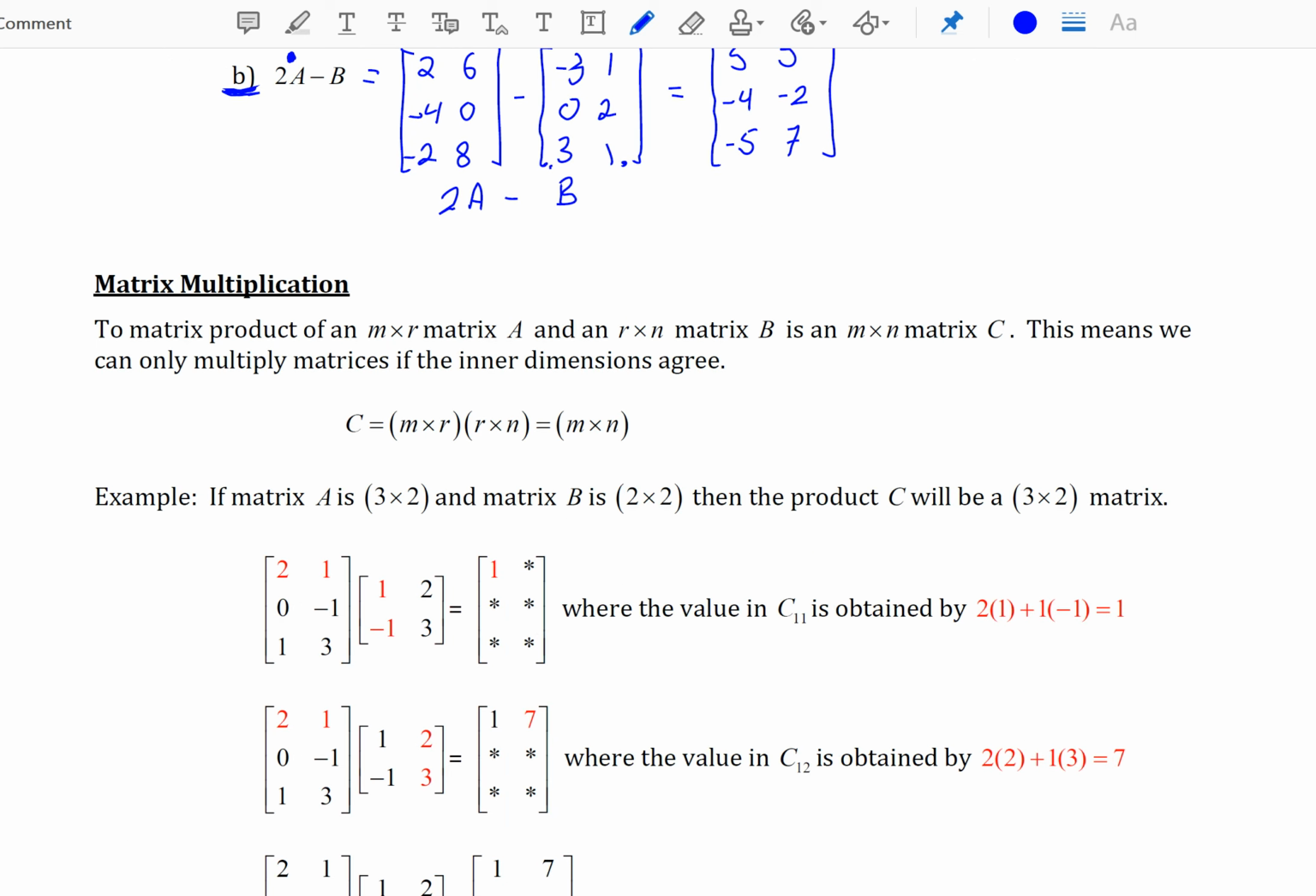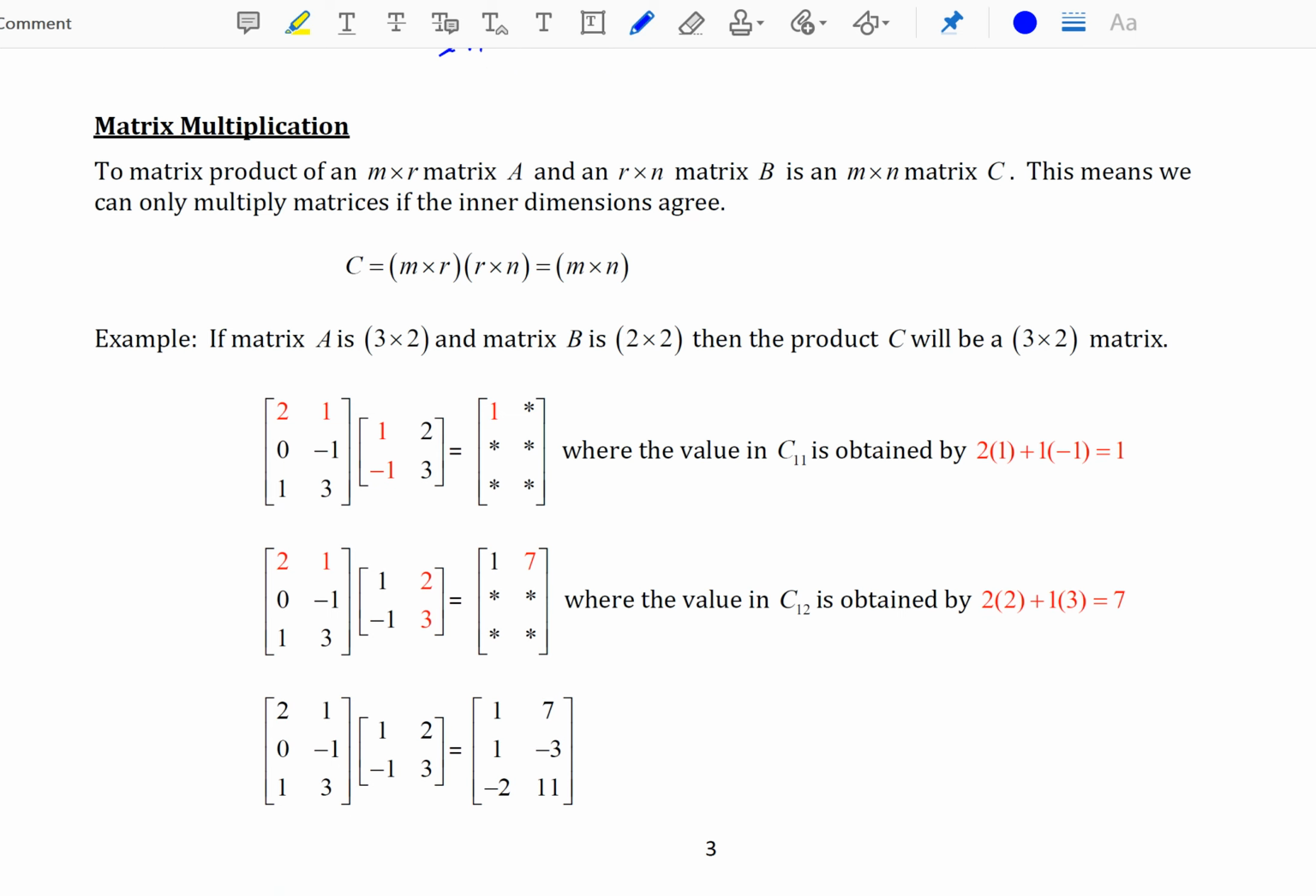Okay. We can also look at matrix multiplication. Ooh, that's a weird way to write that. I don't know why I wrote the word 2 there. This should say the matrix product, or the product of an M by R matrix A and an R by N matrix B is another matrix C that's M by N.